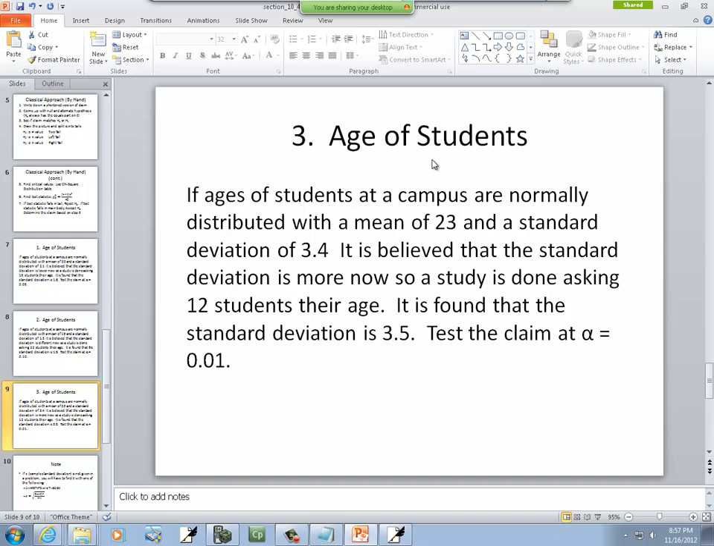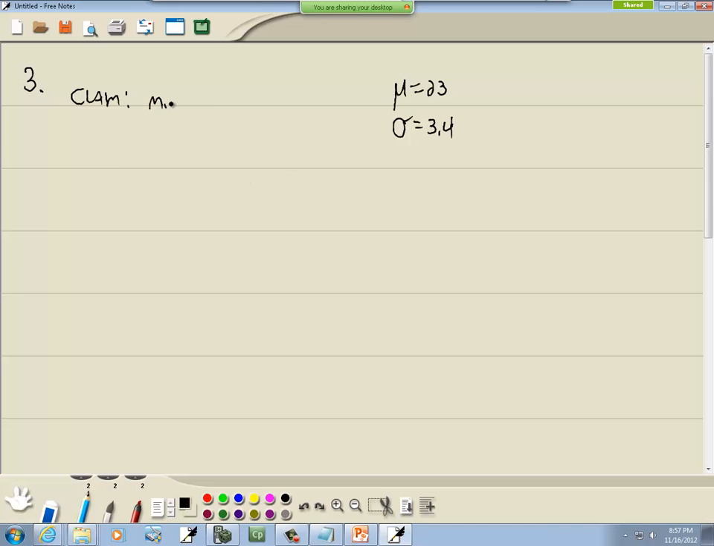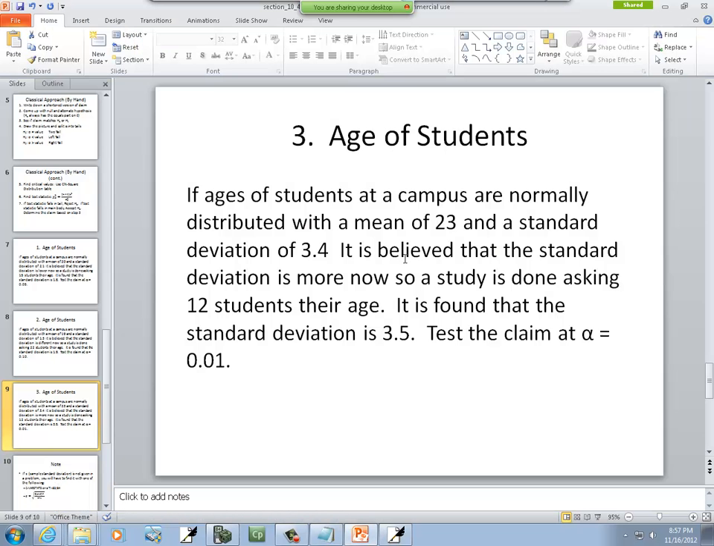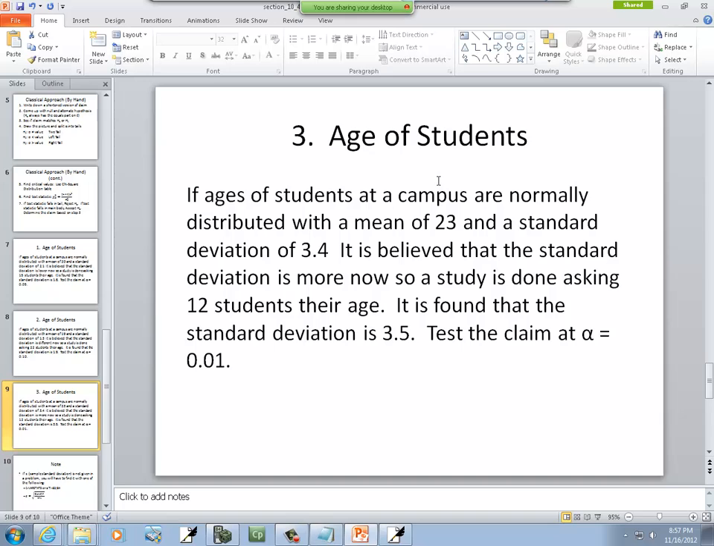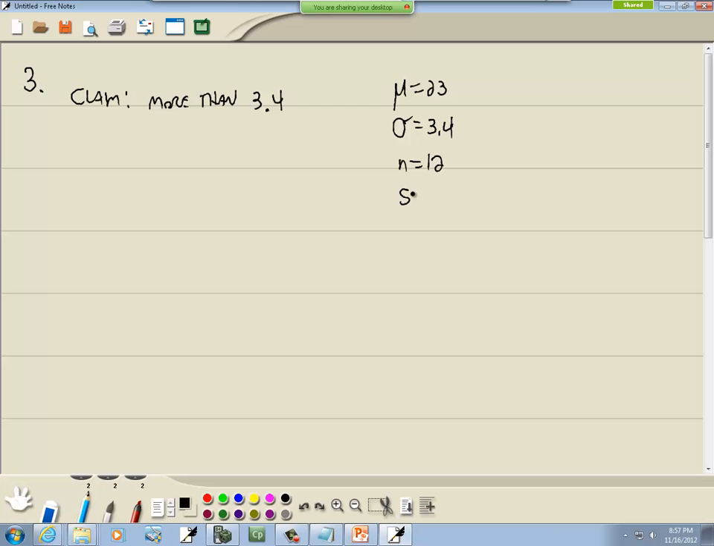Okay, it's believed the standard deviation is now more than something. We're talking about standard deviation. Well, it has to be 3.4 because that's our population standard deviation. Study is done asking 12 students, so n is 12. It is found that the standard deviation is 3.5, so S is 3.5 because we're talking about the 12 students. And it says test the claim at alpha equal to 1%.